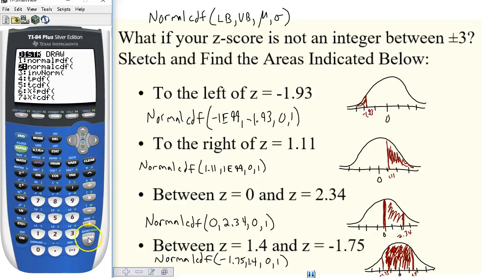So we choose that. Now, if you have a new operating system on your calculator, like if you brought your calculator this year, there is a chance that it may ask you questions instead of you having to type in commas.